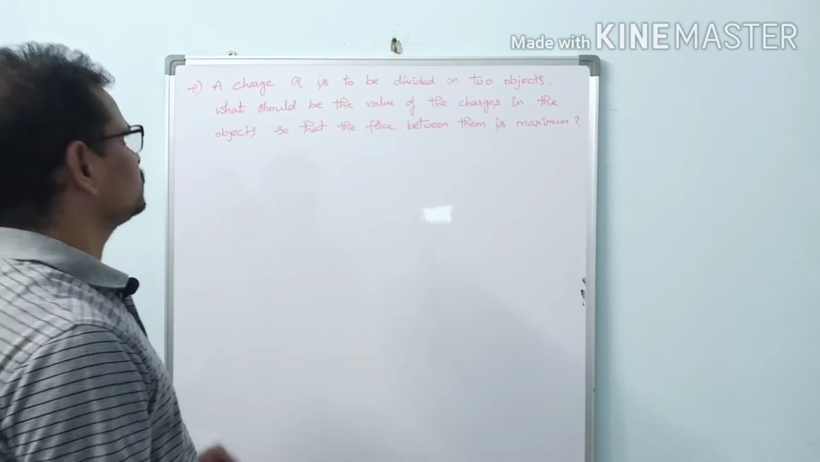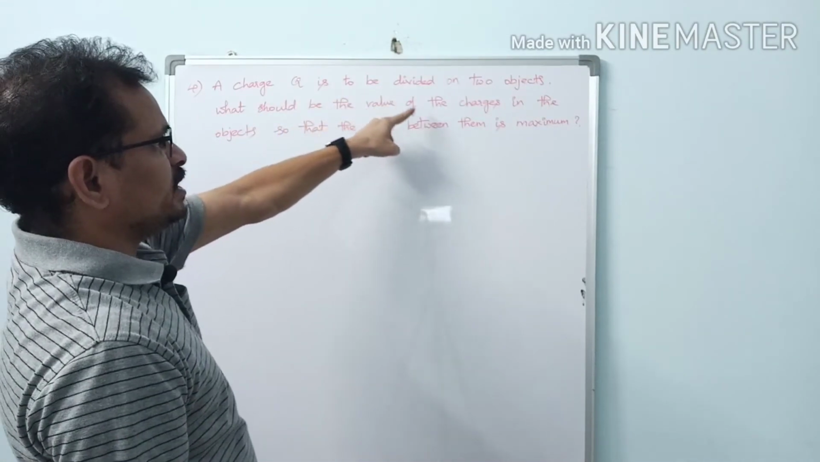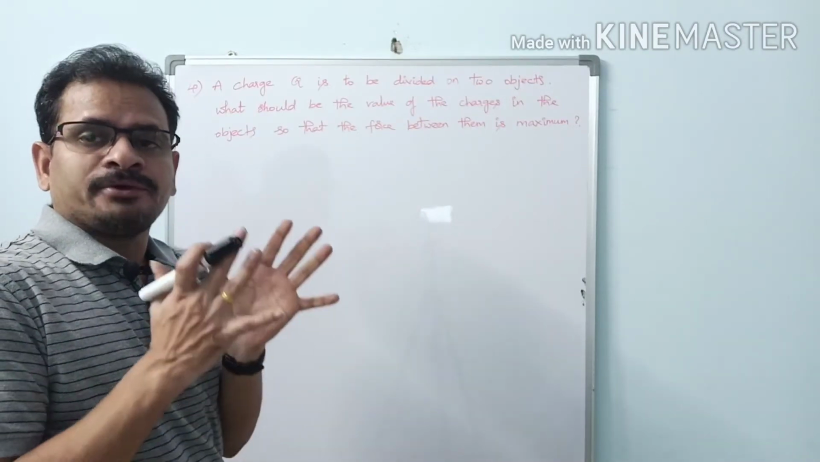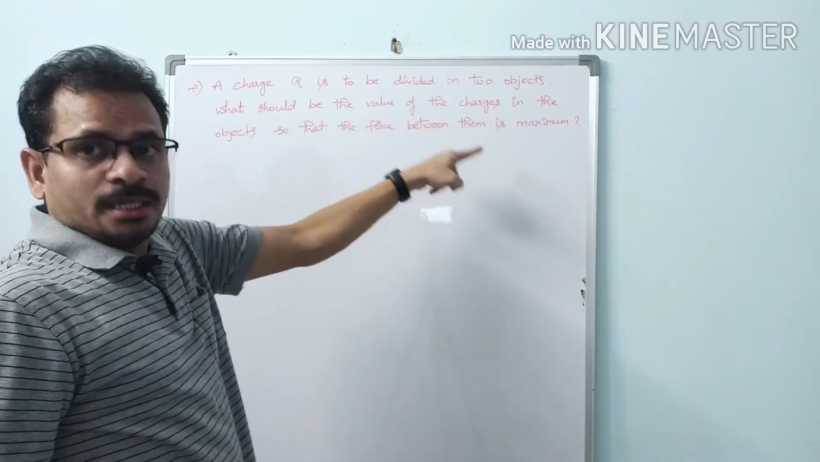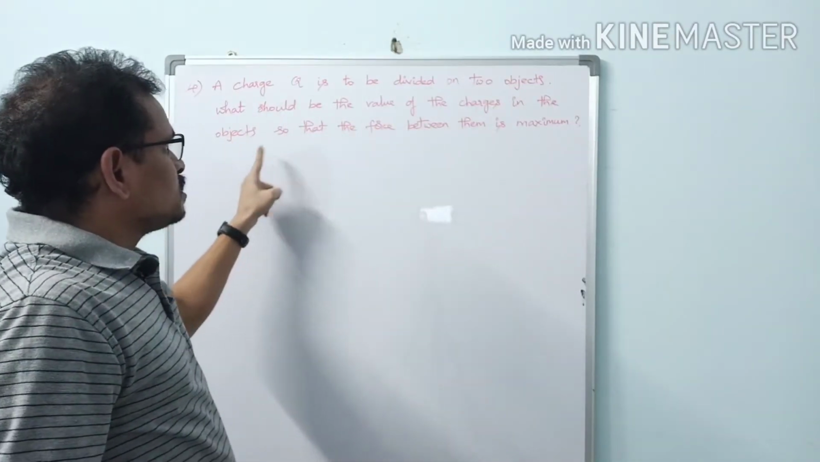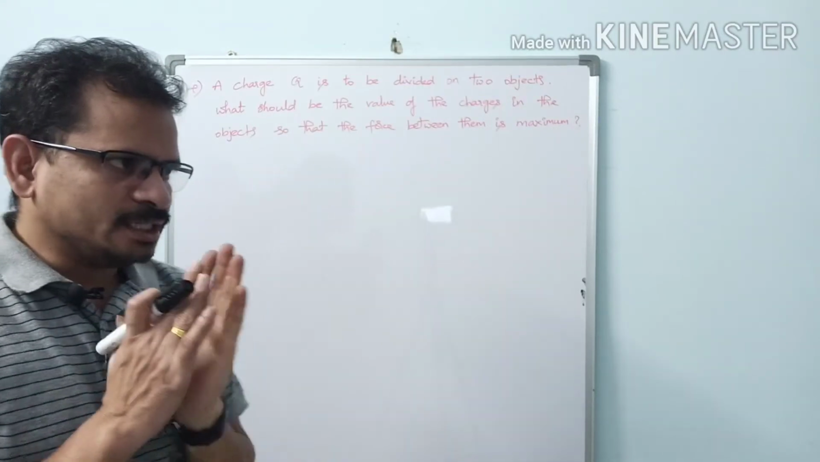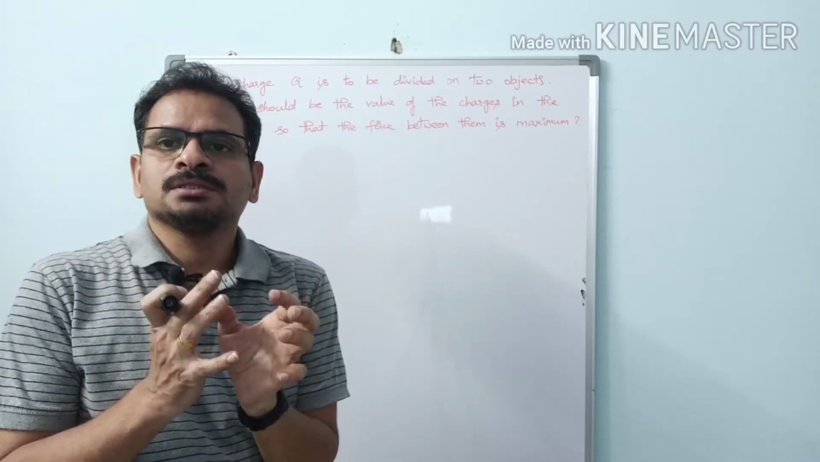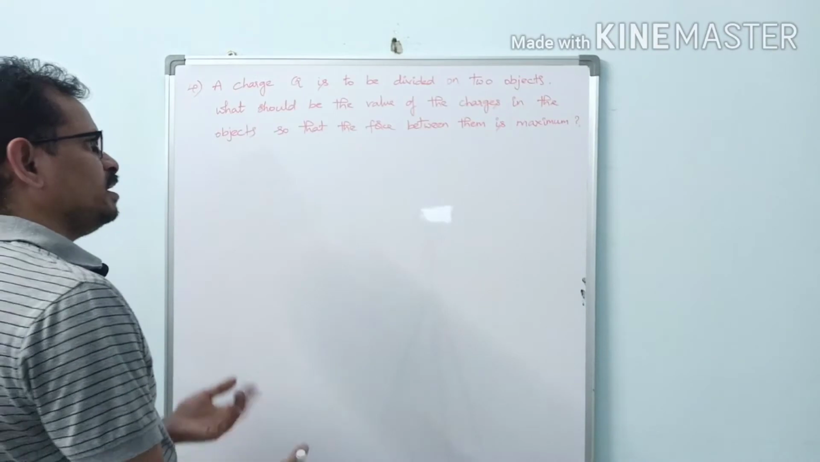Look here, next question is number 4. A charge Q is to be divided on two objects. Some charge Q, we have to divide it on two objects. What should be the value of the charges on the objects so that the force between them is maximum? So we should divide the charge in such a way that the force is maximum. Let us check how we can divide.